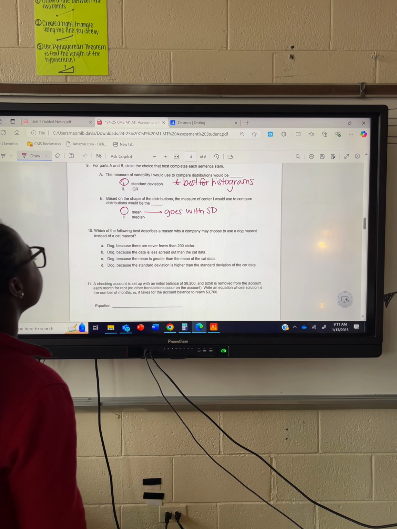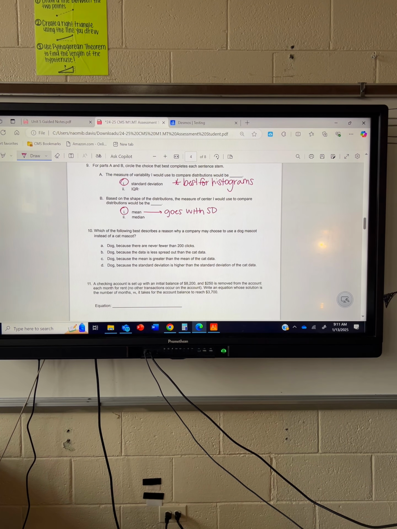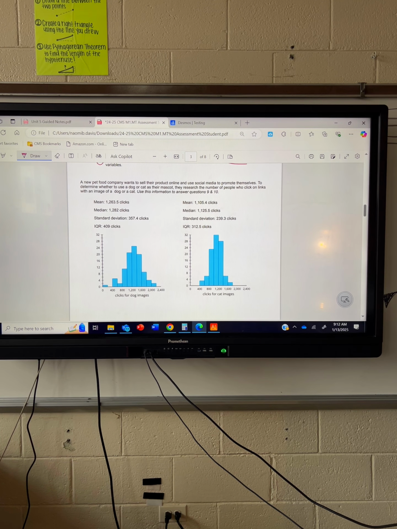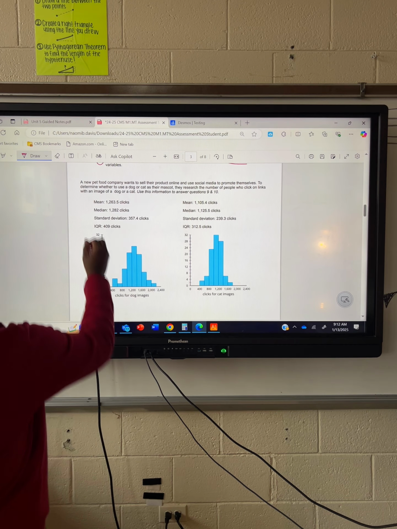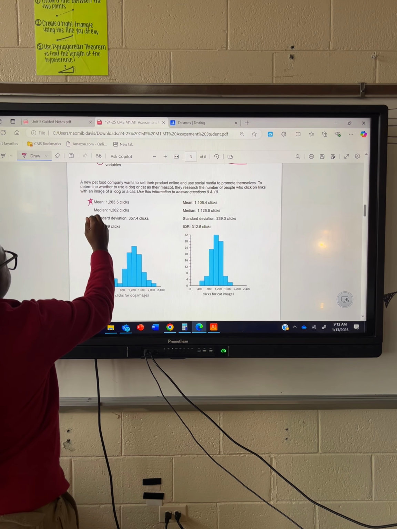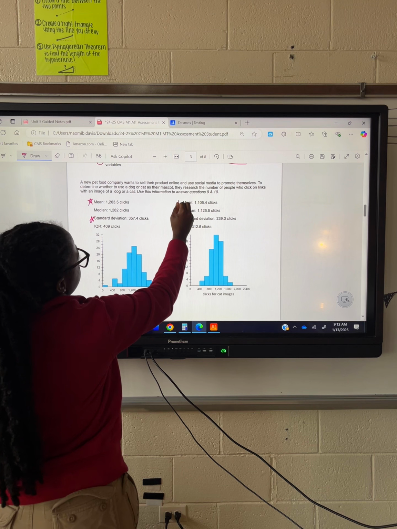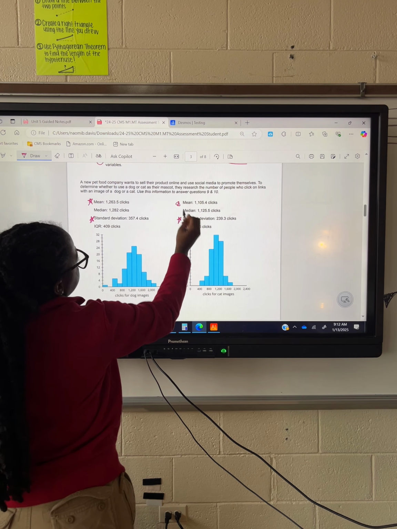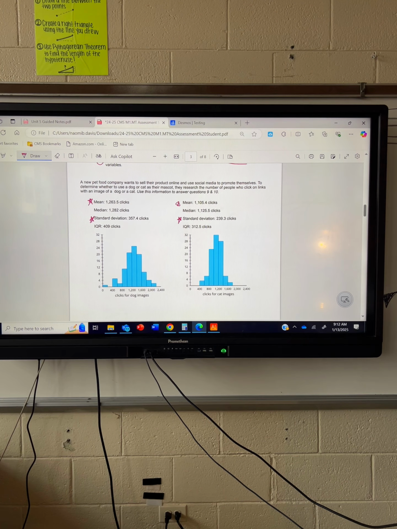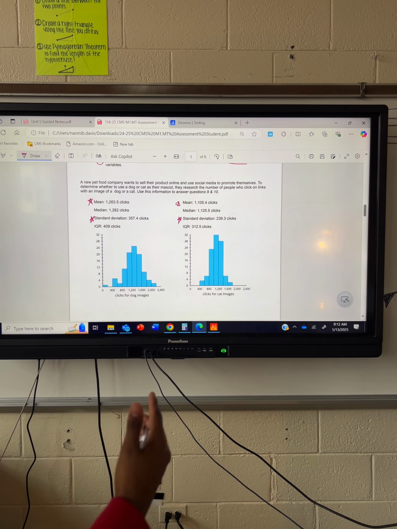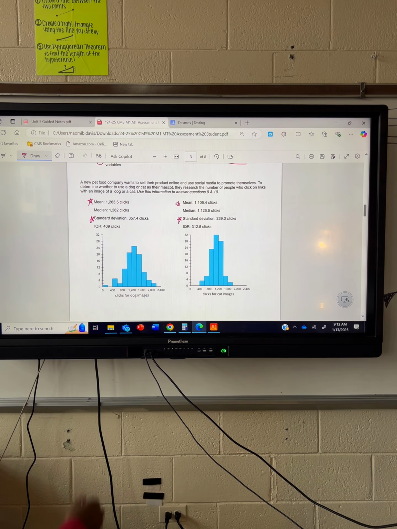Which of the following best describes a reason why a company may choose to use a dog mascot instead of a cat mascot? So we need to pay attention to our values. Now we've already decided that mean and standard deviation is what we're using to describe this data set. So let's look at it that way. If I'm talking about standard deviation and variability, higher variability means there's more change. There's a lot more changes happening.